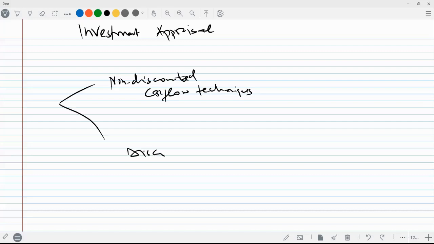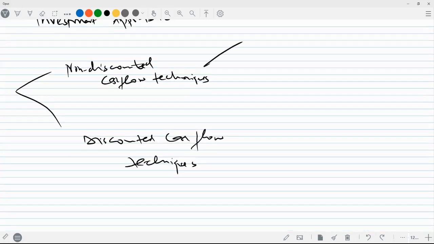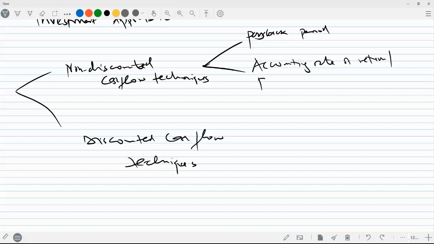You can classify them into many categories. We have the non-discounted cash flow techniques, and the discounted cash flow techniques. The key distinction is that in the case of non-discounted, we don't discount the cash flows, while in the case of discounted, we get the present value of the cash flows. For non-discounted, we can use two methods: the payback period method, and the accounting rate of return, also referred to as the return on capital employed.